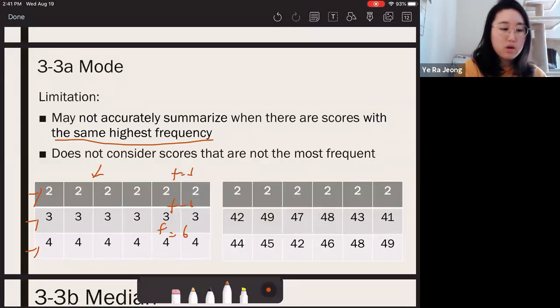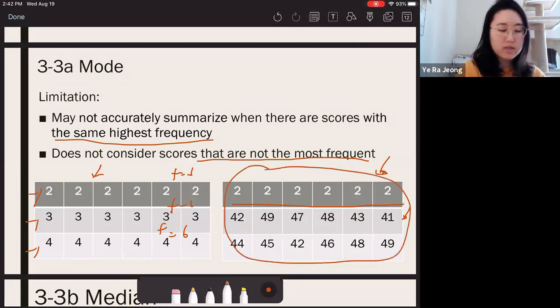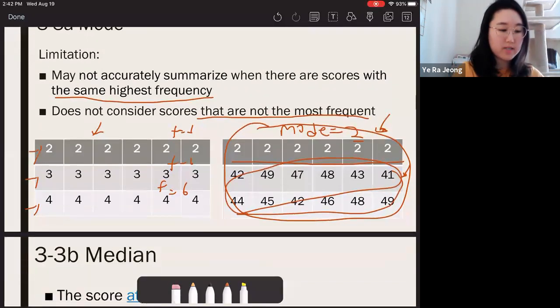And also, mode ignores all the scores that are not actually most frequent. So what if we're missing an important piece of data? Looking at this example, it looks like there are 6 people who scored 2, but the rest of the 12 people scored quite differently from 2, okay? So if you summarize this entire data set by just saying, okay, the mode was 2, so in general it looks like everyone scored 2, that's a wrong piece of information, because actually the majority of people scored far from 2. Just because 2 was the most frequently occurring score, it wrongfully summarizes the entire data set. So mode is not perfect.